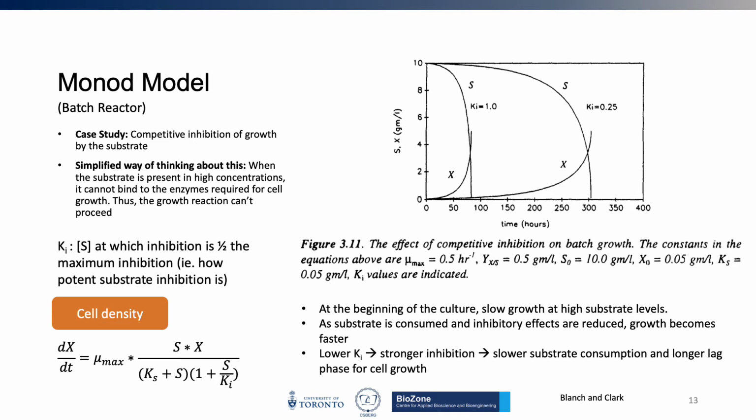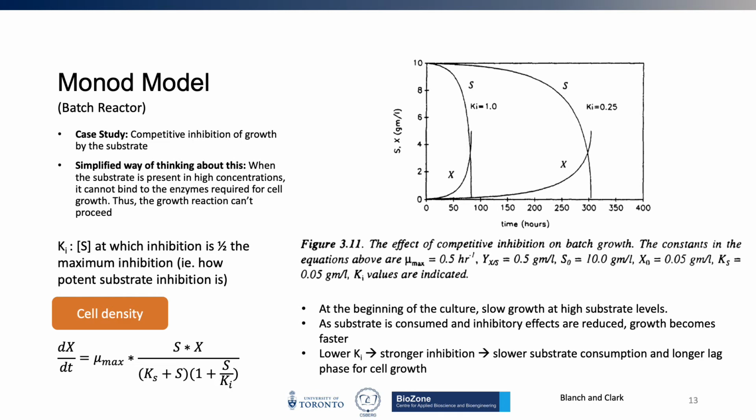The equation for dS by dt for this case is not displayed here because it's not very intuitive. It involves dimensionless variables, and it's a little bit complicated to explain how it's derived, but it's in the textbook, the Blanch and Clark textbook, if you're interested in learning more.